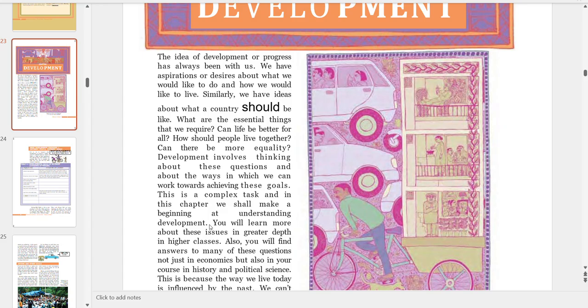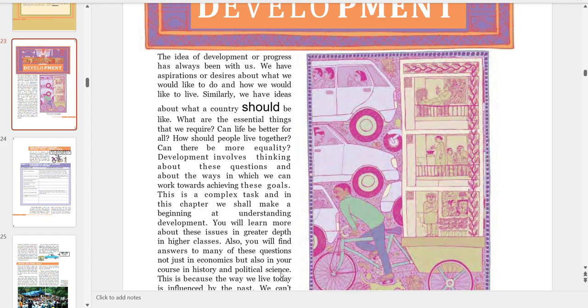So you will learn more about these issues in greater depth in higher classes. So it is saying that the chapter introduces the basic ideas of development. As you continue your studies, you will learn more detailed concepts related to economic and social development. Also, you will find answers to many of these questions not just in economics but also in your courses in history and political science. So it is saying that development is connected with many subjects.